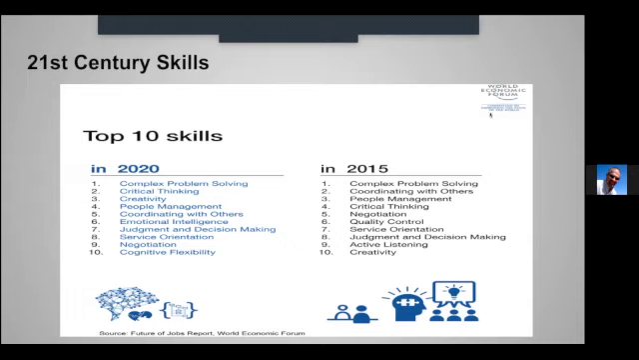Now, keep in mind, when I say 21st century skills, you will see here, this was a study done by the World Economic Forum. In 2015, these were the skills rated from first being the highest skill or the most important skill, complex problem solving, to creativity being number 10. And in 2020, you can see how that changed. Complex problem solving was still at the top. Creativity has actually jumped from 10 to third place.